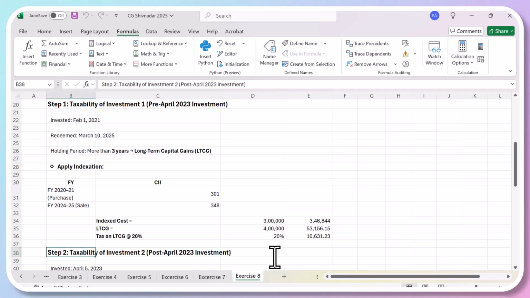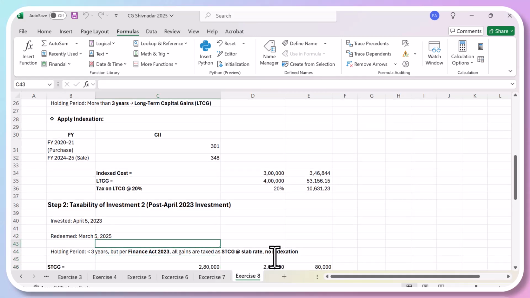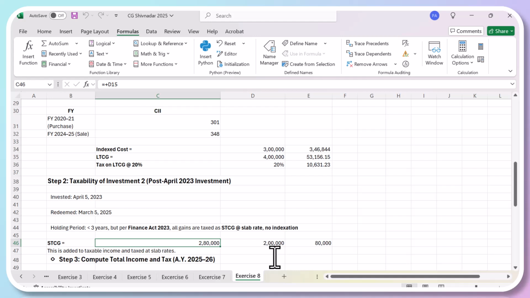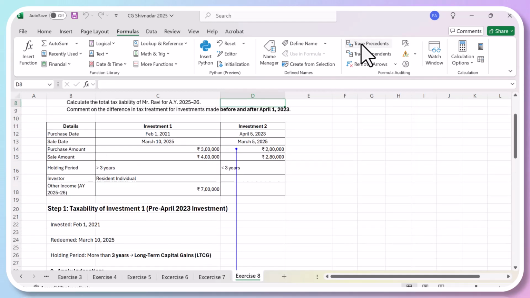Investment number two you have purchased after April 2023. You purchased it on April 5th, 2023 and redeemed them or sold them on 5th of March. Here there is no indexation benefit. So your income will be charged to the normal slab rate tax. First we are going to calculate: you purchased the asset at 2 lakhs, sold it for 2 lakh 80,000. So this is your purchase price, which is coming from here, and this is your sell price.